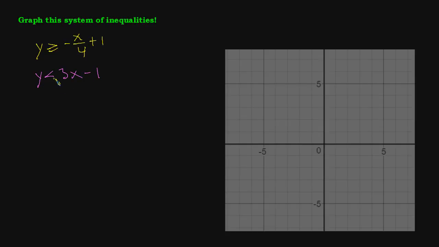And so when we replace that equal sign with an inequality symbol, we call it a linear inequality because it was a linear equation before we changed it to an inequality. Okay, let's take a look.